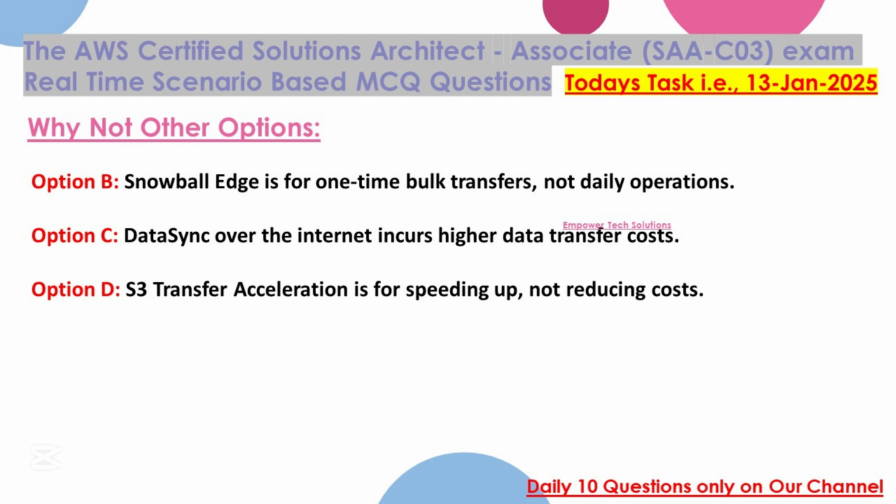Why not other options? Option B. Snowball Edge is for one-time bulk transfers, not daily operations. Option C. DataSync over the Internet incurs higher data transfer costs. Option D. S3 Transfer Acceleration is for speeding up, not reducing costs.